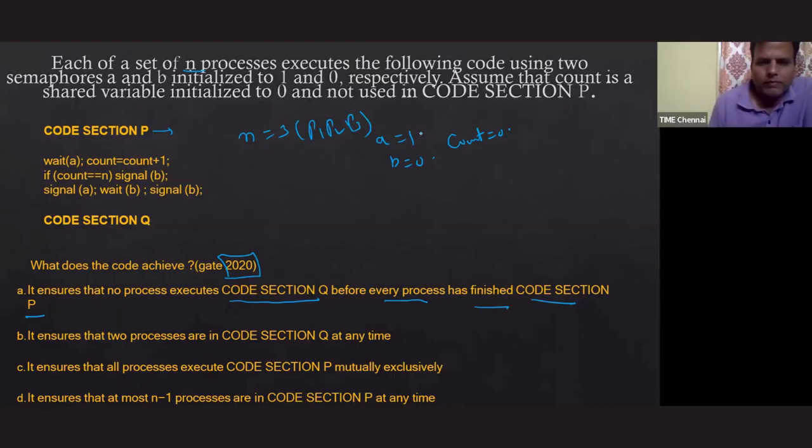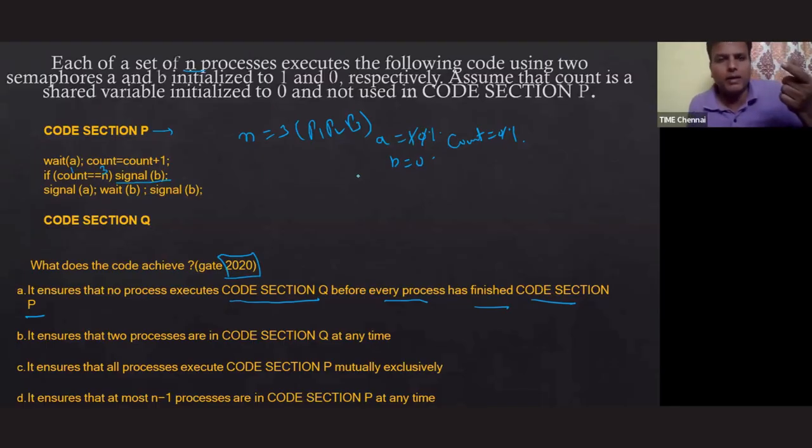Process P1 is coming, performing down on A. Possible? Yes, possible. It is incrementing this count value to what, sir? 1. Yes, sir. Okay, fine. Next one. Count value is what, sir? Right now it is 1. 1 equals 3, sir? Answer is no. Then skip this statement and execute this one. Signal on A. That means 0 is becoming 1. Wait on B. So B value is what, sir? Right now it is 0. So that means what, sir?